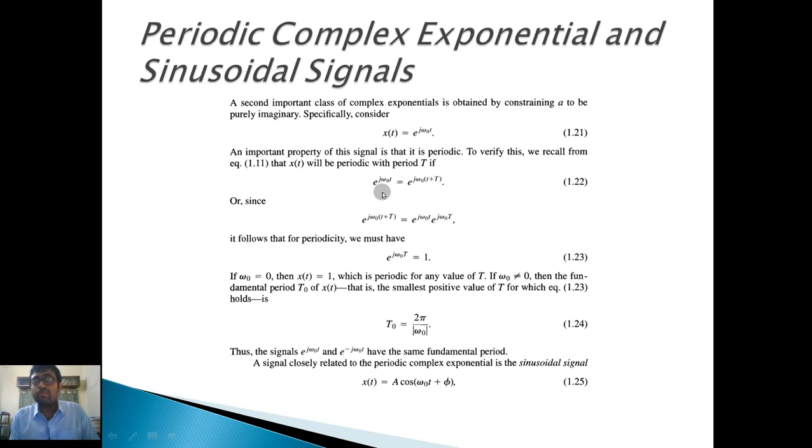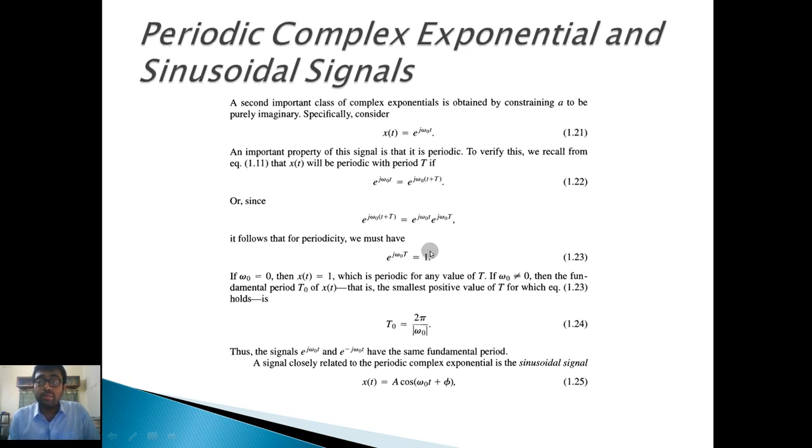Now, we have assumed that this e to the power j omega 0 t is periodic with time capital T. Now we can write this in this manner: e to the power j omega 0 into t, into e to the power j omega 0 capital T. The most important part here is that for periodicity we must have e to the power j omega 0 capital T equal to 1.